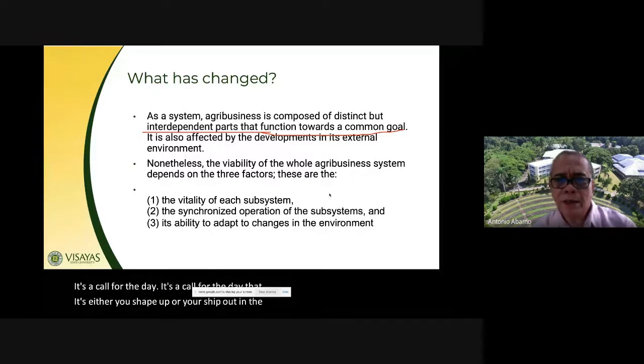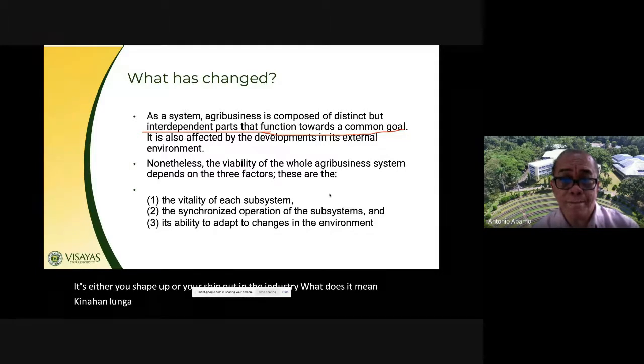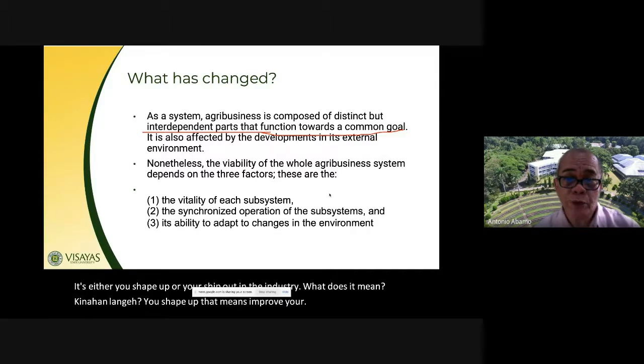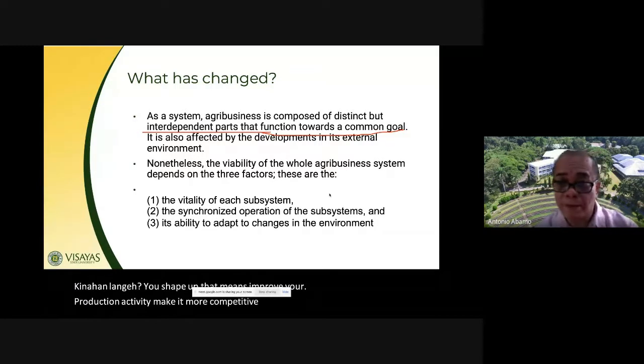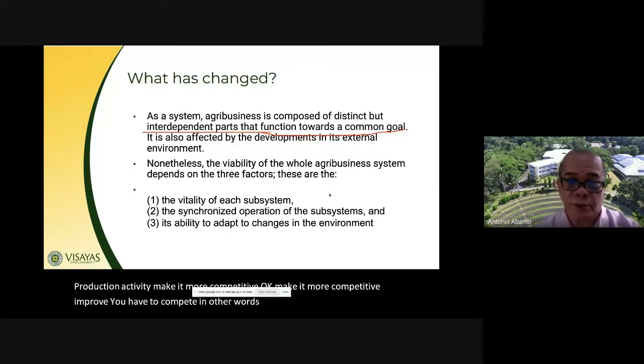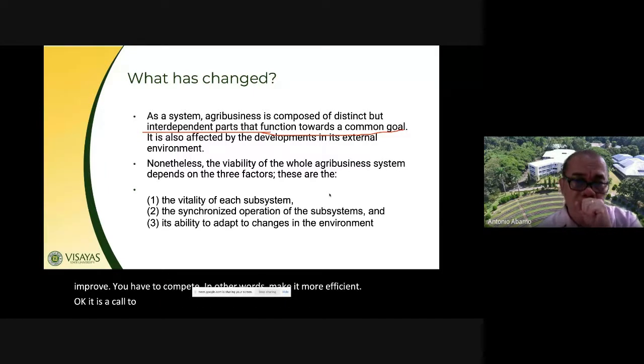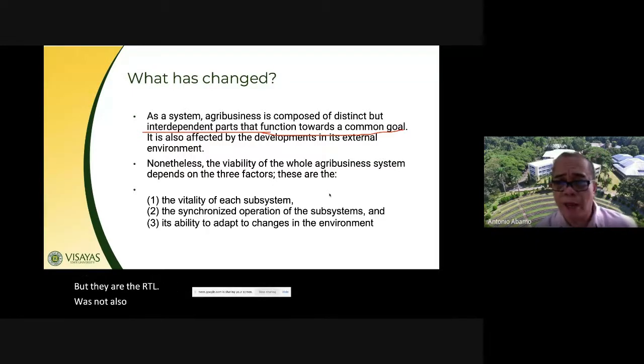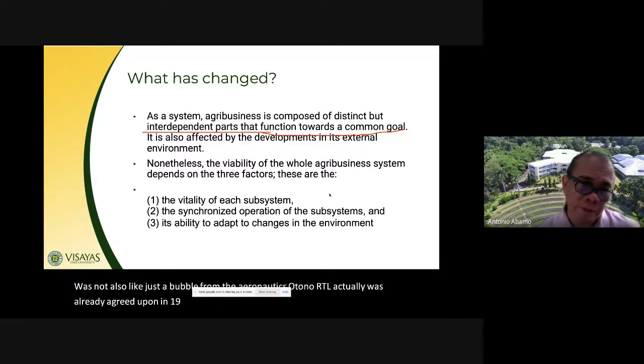What does it mean? Kinahanglan nga you shape up, that means improve your production activity. Make it more competitive. Improve. You have to compete. In other words, make it more efficient. It is a call to efficiency. But the RTL was not also like just a bubble from the air and ihatag sa ato. No. RTL actually was already agreed upon in 1995 pa lang.